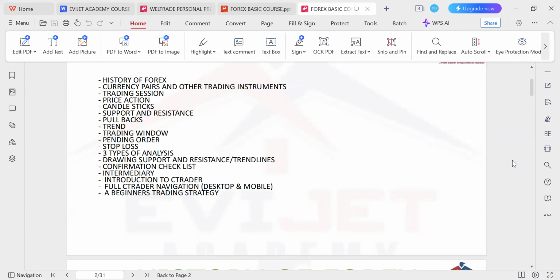Basically, what we'll be doing today is currency pairs and other trading instruments. We may have time to go into the trading sessions. We may also have time to look into price action. But the history of Forex is also part of it.